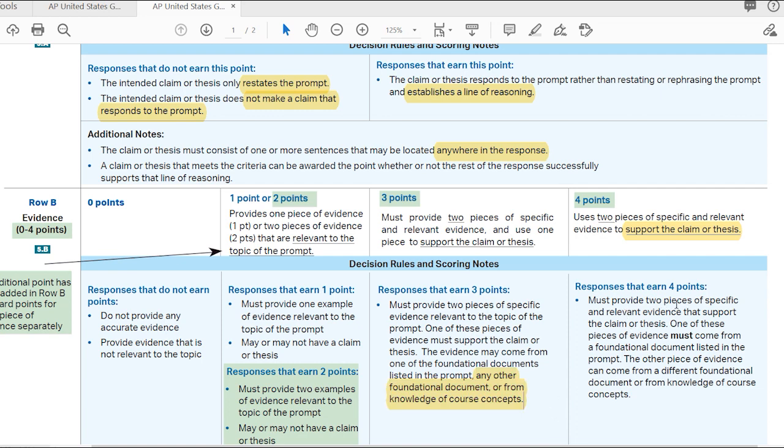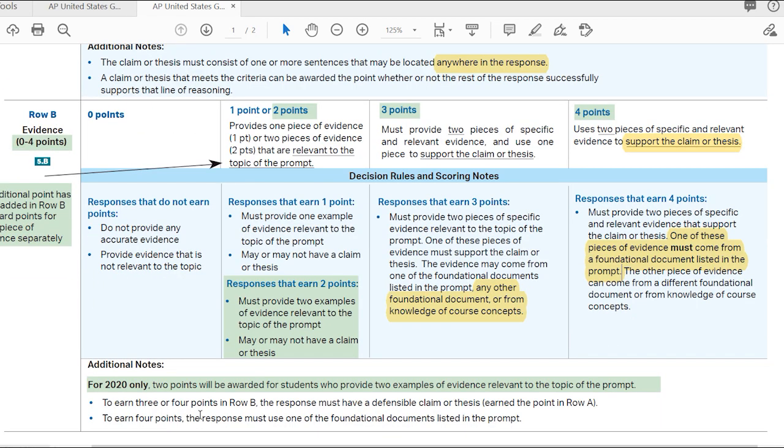Responses that earn 4 points: you simply do what you did for the third one, only you do it twice. So 2 pieces of specific and relevant evidence. One must come from a foundational document listed. The other piece can come from a different foundational document, but again, to get both points, this is the important feature. And this is exactly why we're going to spend a lot of time in the next few weeks hammering the Federalist Papers and Brutus I, and of course the Constitution.